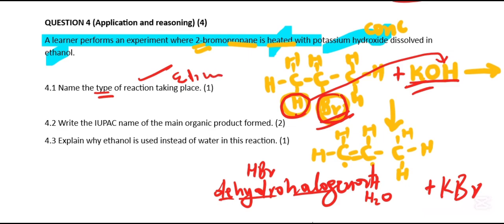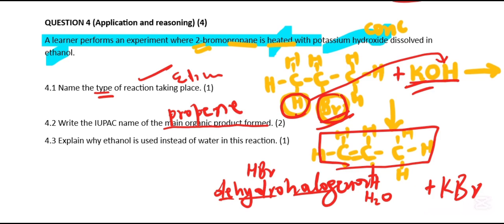Write down the IUPAC name of the main organic product formed. The product that is formed is propene. There are 3 carbon atoms here and there is a double bond, that is propene. We don't need to say number 1, because even if we number from the other side, the double bond is still at number 1, so propene will always stay at number 1.